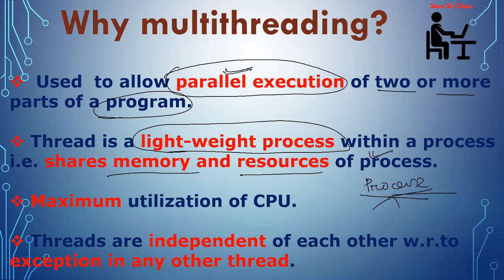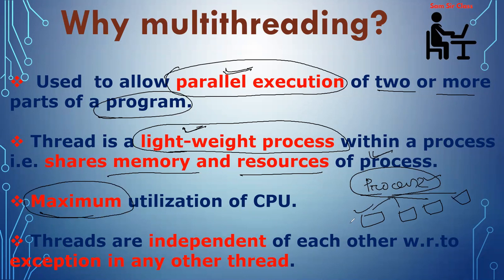But whatever memory or resources are allocated to process 2, everything is shared by the different threads. That's why a thread is known as a lightweight process. Now, why is it required? Because of maximum utilization of the CPU.